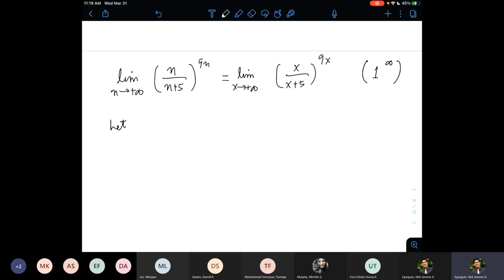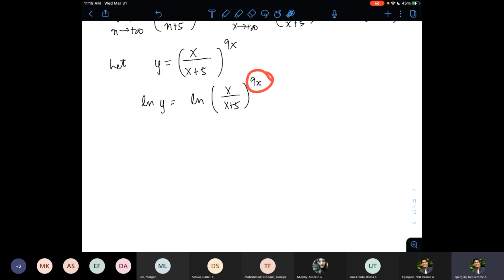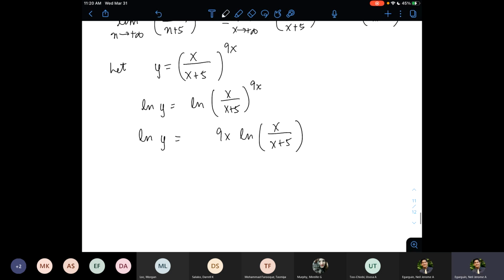So what we do here is I will let y be equal to our real valued function. And again, we know that the limit is indeterminate as x approaches infinity because of the exponent, right? So to get rid of the exponent, I can take the natural log of both sides. And at this point, I can use properties of logs that allow me to put this exponent down as a coefficient in front of the ln. So essentially, I'll have ln y equals 9x ln of x over x plus 5. And then what I'll do now is take the limit of both sides as x approaches infinity. Because remember, that's our problem, right?